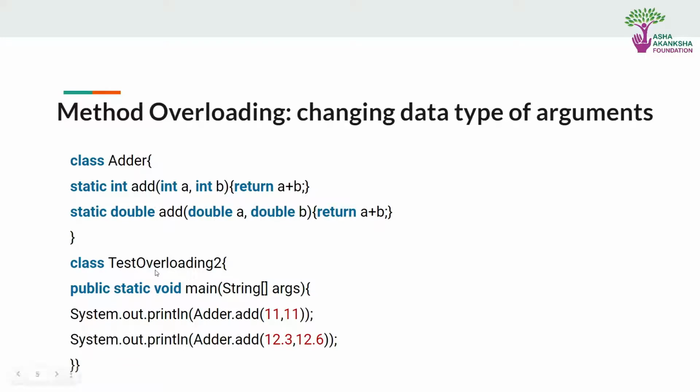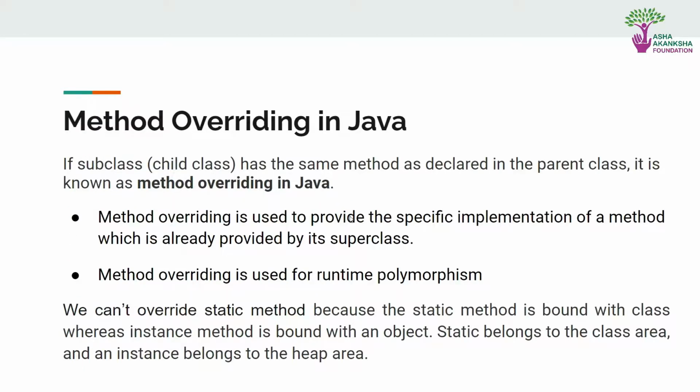So when we call this sout statement from the main, adder.add(11, 11), Java detects that 11 is an integer, both are integers, so it will call the one which is above here, static int add, and return 22. Whereas in the case below where we give the arguments as 12.3 and 12.6, it detects that these are double and hence will call the function below. This was method overloading. Next comes method overriding.